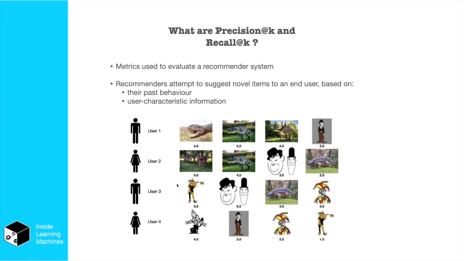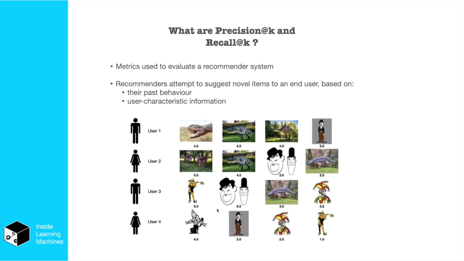Now, user 3 has watched 3 different comedy movies, where the first 2 are given a quite high rating of 5. And this person has also watched 1 dinosaur movie with also a reasonably high rating of 4. The final user has watched only comedy movies, and the ratings that this person has given are kind of a mixed bag, with a very high rating at the beginning and progressively lower ratings as we move along the row.